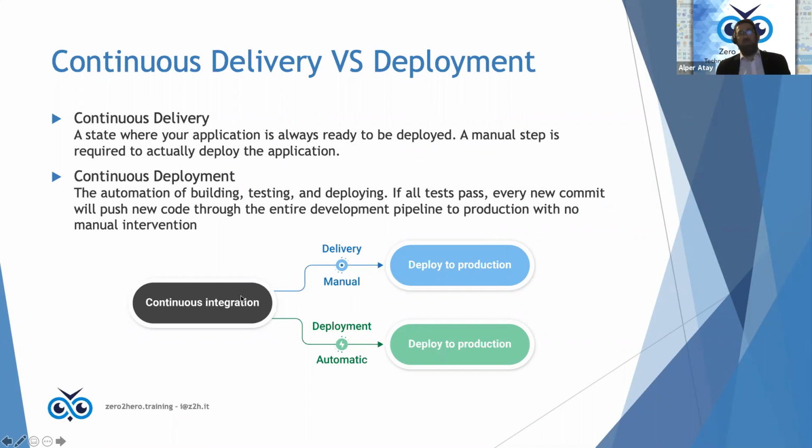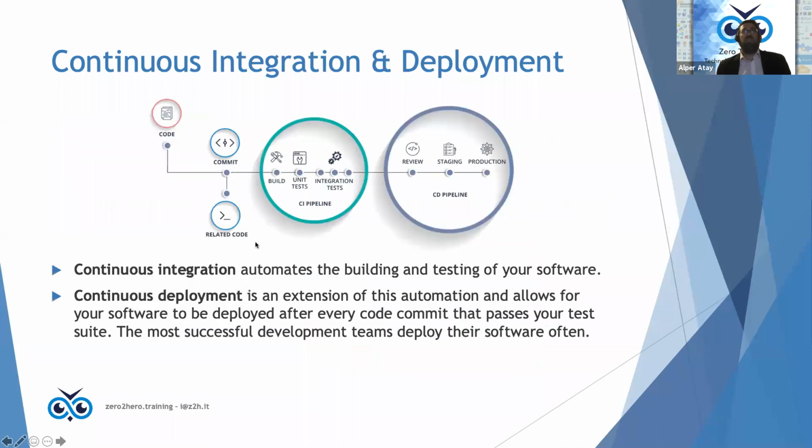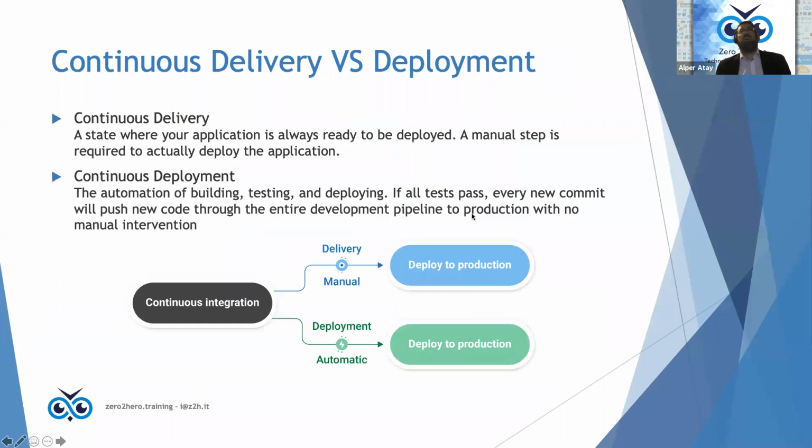So in continuous deployment, we have got two options. We could deliver manually, so we could deploy to production manually, or we could do automatic deployment, which means when it runs the tests, it will automatically deploy. So when I commit my code, the CI/CD server will automatically detect it, build, run the unit tests and integration tests, and then trigger the deployment procedure automatically. Otherwise, I could do it manually.